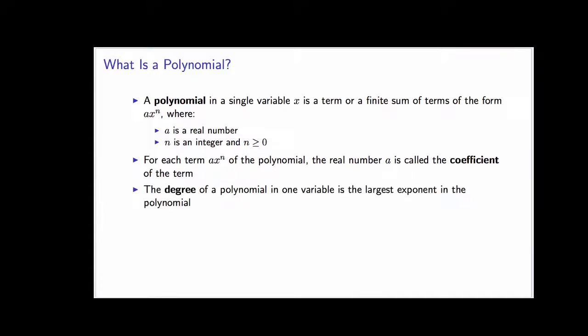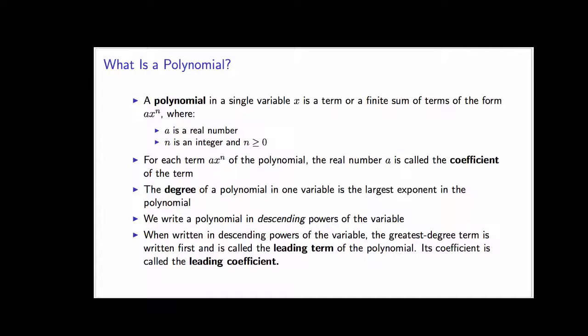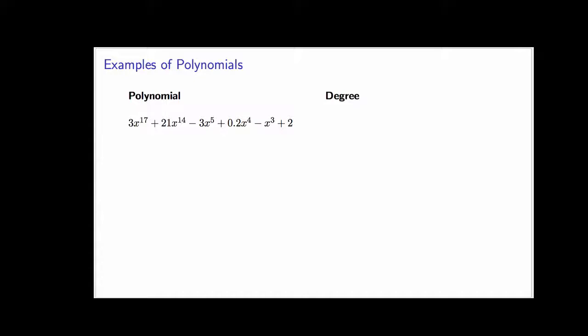The degree of a polynomial in one variable is the largest exponent in the polynomial. Typically, we write a polynomial in descending powers of the variable. And when we write our polynomial in descending powers of the variable, the greatest degree term is written first, and we call this the leading term of the polynomial, and the coefficient of that leading term is called the leading coefficient. So let's look at some examples.